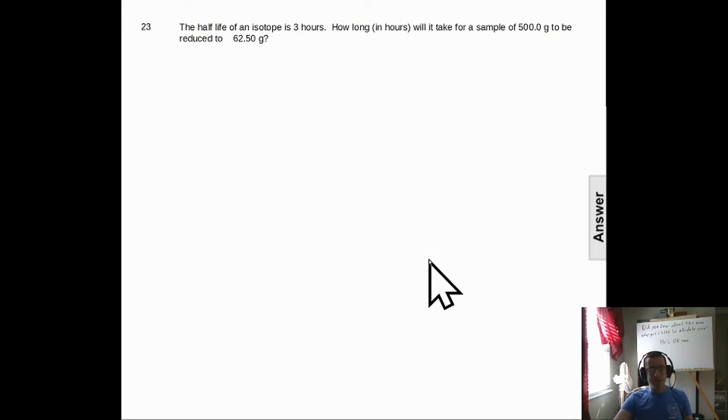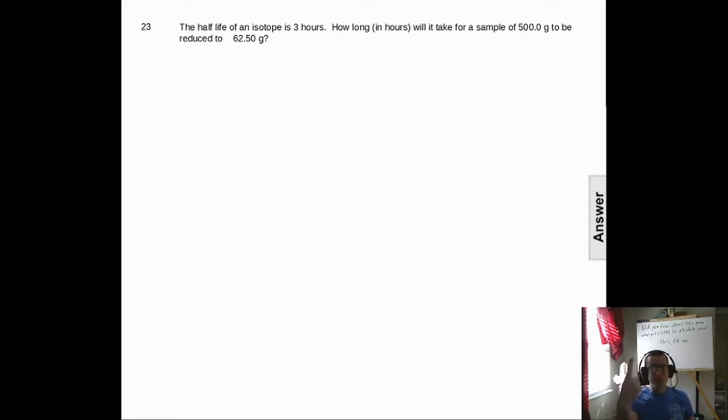All right, and last example. The half-life of an isotope is 3 hours. How long in hours will it take for a 500-gram sample to be reduced to 62.5 grams? So again, we simply need to figure out how many half-lives have occurred. You can either count up, so multiply 62.5 by 2 until you get to 500, or start at 500 and divide by 2 until you get down to 62.5. Since I don't feel like multiplying a decimal, we're going to go down.